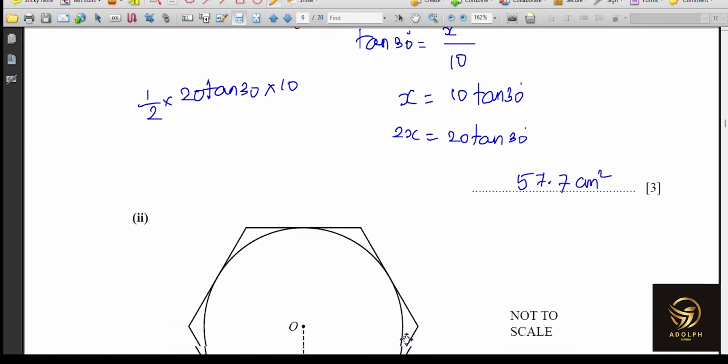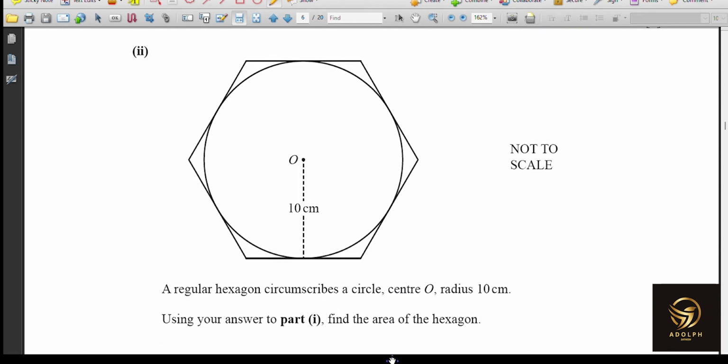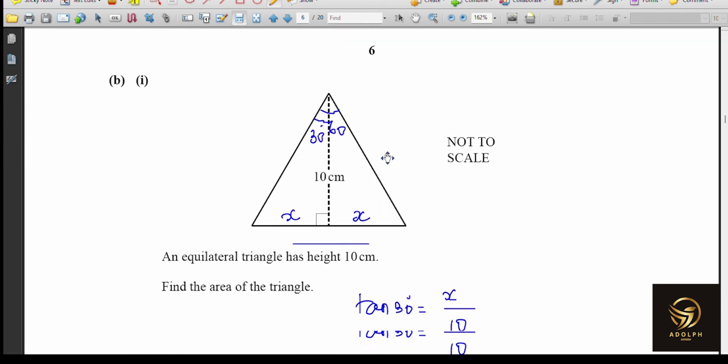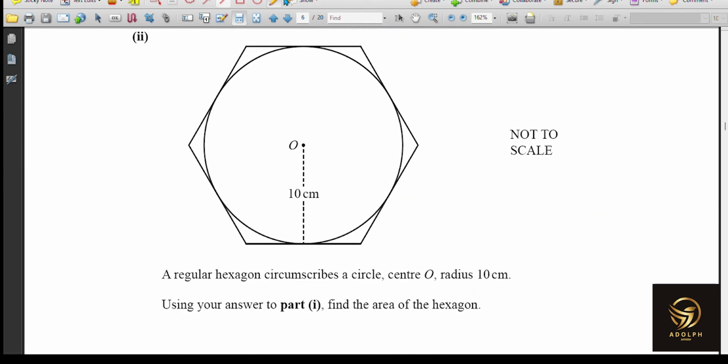Now we'll move into the next one. Actually here they gave a hexagon, and the radius of the circle is 10 centimeter. It's resembling something. Yes, the triangle which we have seen before in this step is what is here. So if you join them, then you'll be getting the same triangle that we found in the previous step.